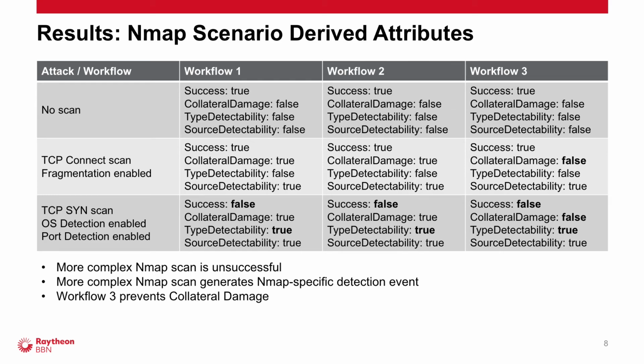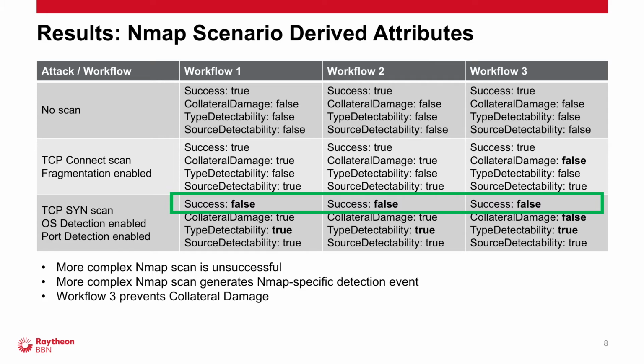Now let's take a look at the derived attributes that we computed from our data. On the left, we have the different Nmap configurations, and on the top, we have the different defensive workflows. Just to remind you, workflow 1 is do nothing, basically. It's a no-op. Workflow 2 blocks the source IP. Workflow 3 blocks the source IP and starts a watchdog for that vulnerable service, which is basically going to restart the service if it crashes.